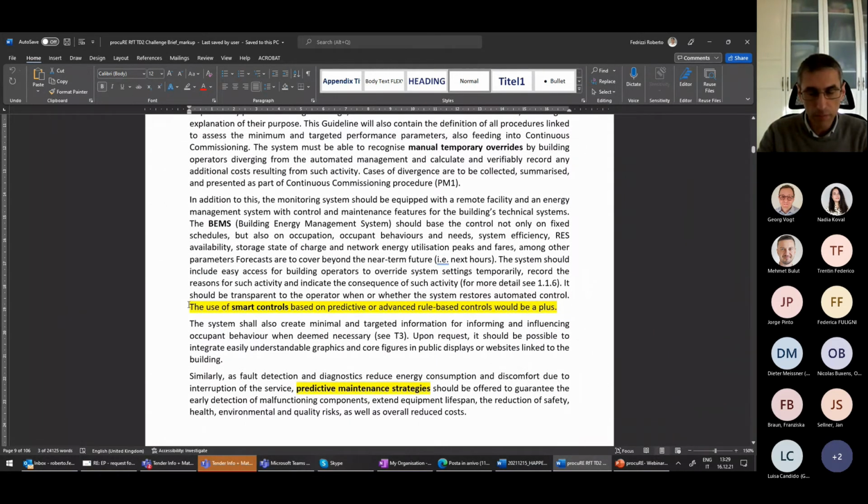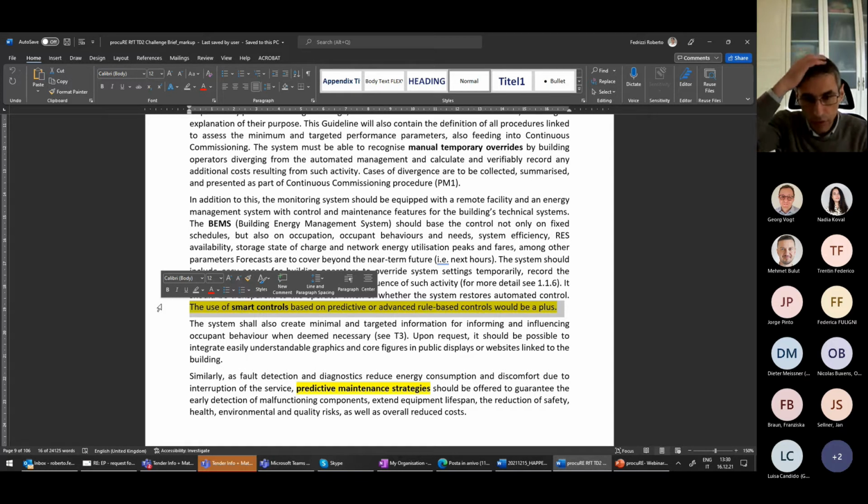One topic that we tackle in the challenge brief is smart controls and predictive maintenance strategies. Again, that is not a must, but we really welcome proposals that take into consideration advanced controls and advanced maintenance strategies in the overall management and monitoring strategy of the systems.